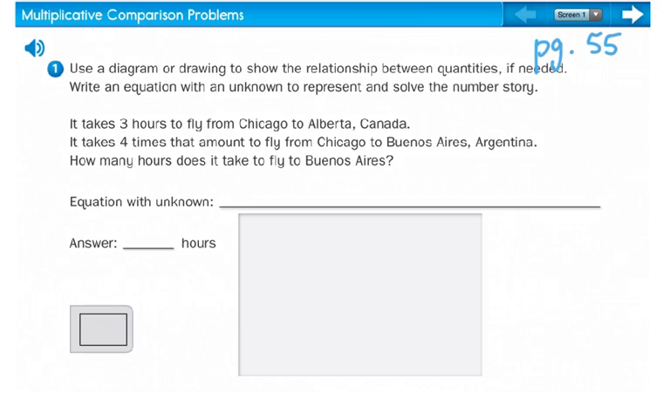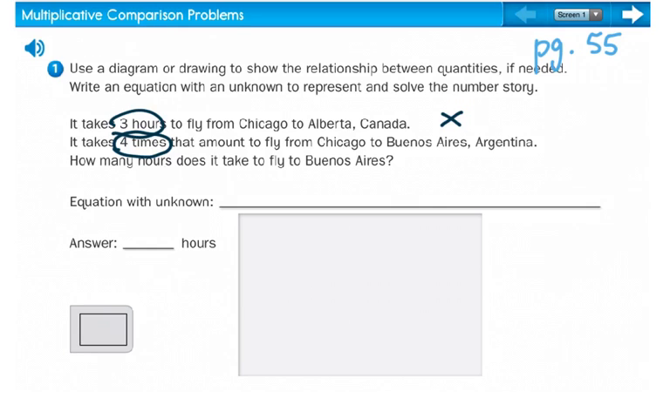It takes 4 times that amount to fly from Chicago to Buenos Aires, Argentina. How many hours does it take to fly to Buenos Aires? So here's what I would do. Go ahead and circle 3 hours in your math journal and circle 4 times. So we know that we are going to be using multiplication. We know that we have 3 hours and then 4 times that amount.